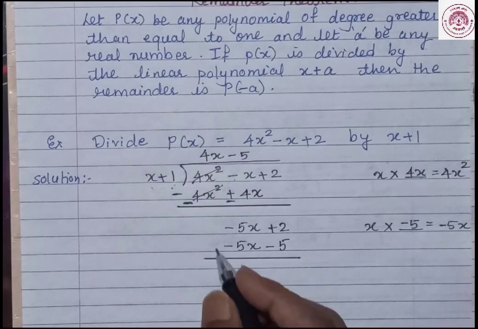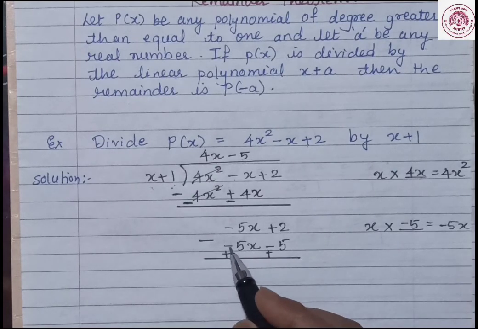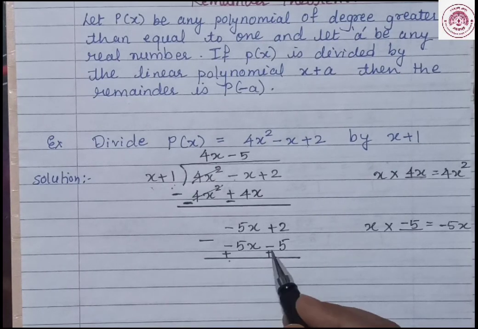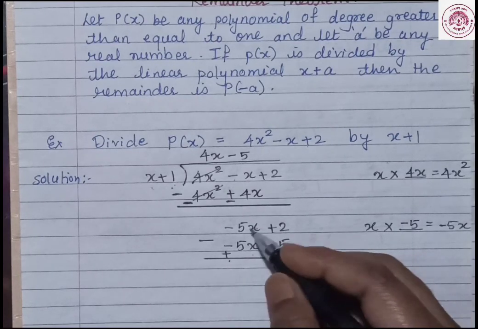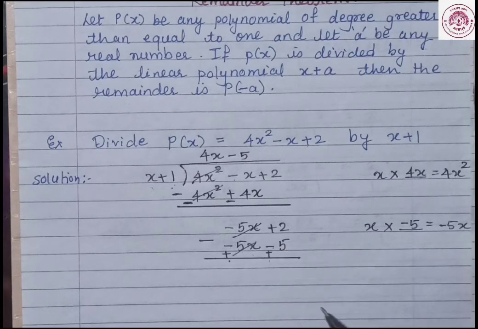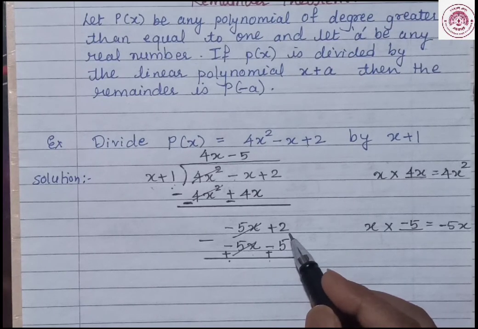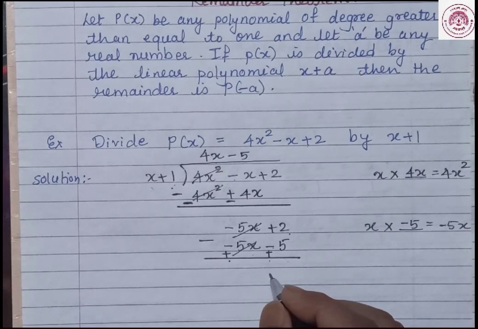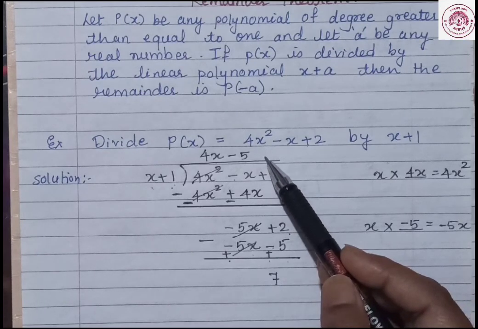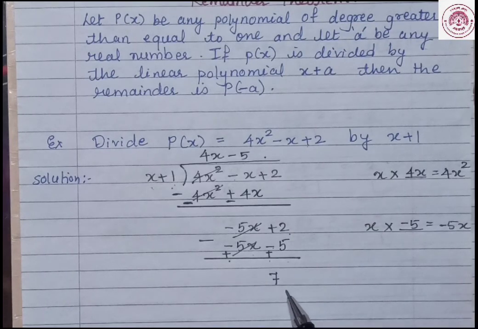So again we have to subtract here. So negative sign will change to positive sign. Here also negative sign will change to positive sign. Now negative 5x and positive 5x will be cancelled. Now we have positive 2 and positive 5, so this will give us 7. So therefore our quotient is 4x minus 5 and our remainder is 7.